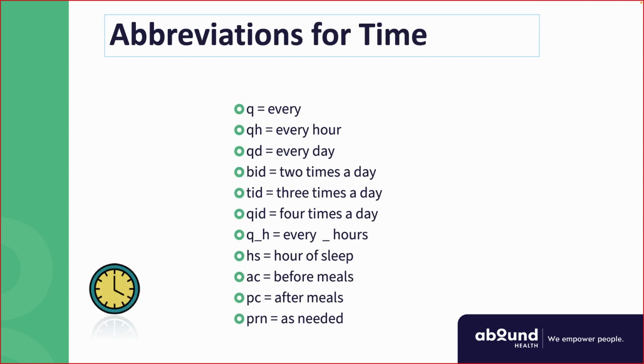So, abbreviations for time. Q is every, QH is every hour, QD is every day, BID is 2 times a day, TID is 3 times a day, QID is 4 times a day, Q blank, so every 8 hours, every 12 hours. HS is hour of sleep, ACs before meals, PCs after meals, and PRN is as needed.